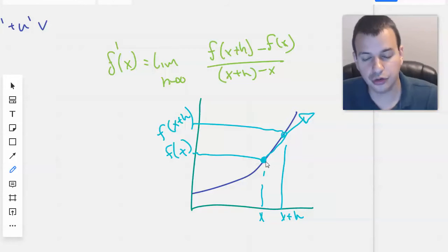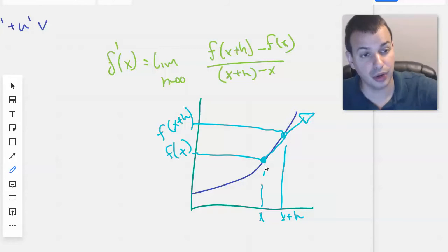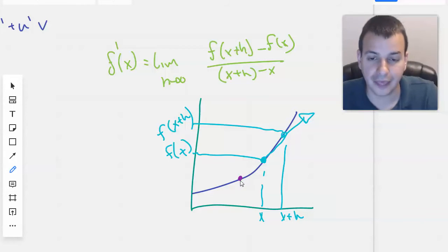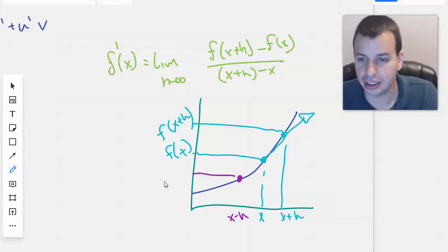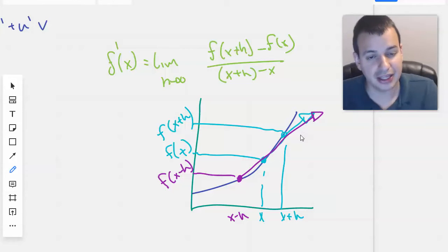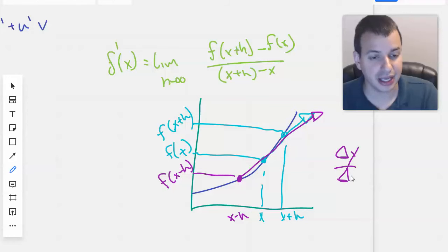Like, when you look at this, you might think, well, wait a sec, that's going to skew our answer off to the right of what x is, because it's going to be off that way. Wouldn't it be better if we took a point here, x minus h, and then this would be f of x minus h, and did that instead, because it's all the idea of rise over run, dy dx.